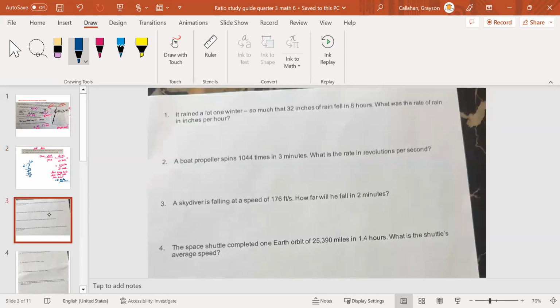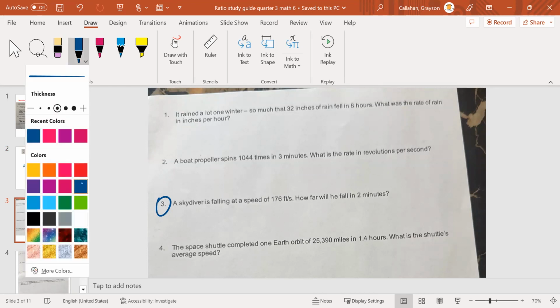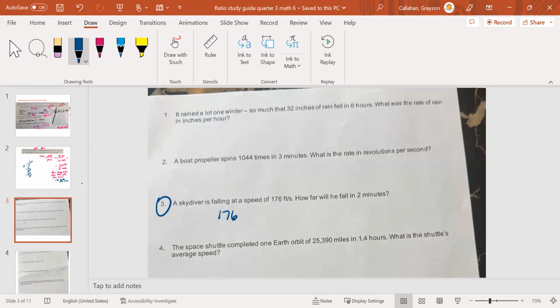Okay. Which one do you want to go over with this one? I think number 3 is a good one. This is the one we had to convert feet and minutes. Okay. A skydiver is falling at a speed of 167 feet per second. These are the unit rate questions.